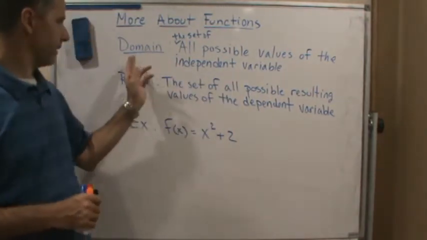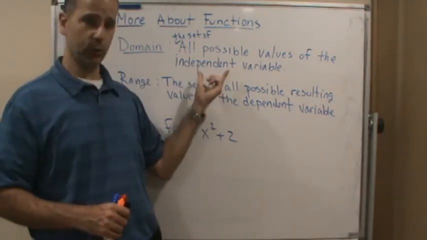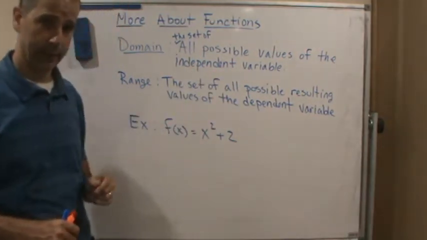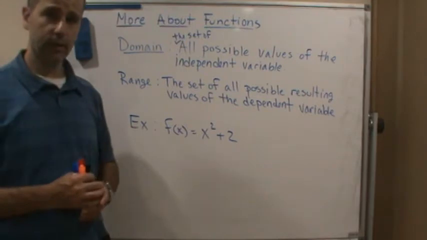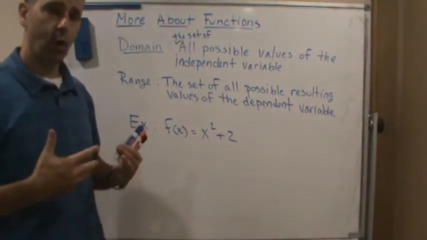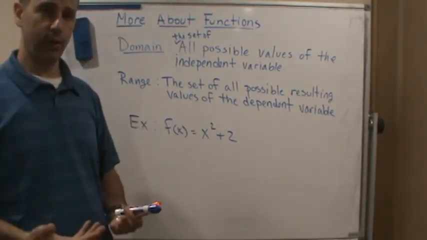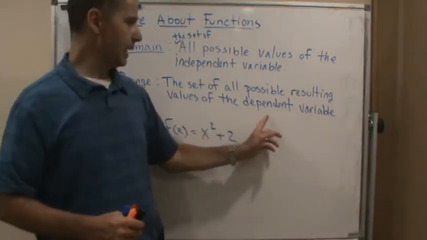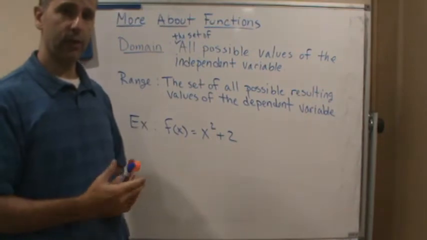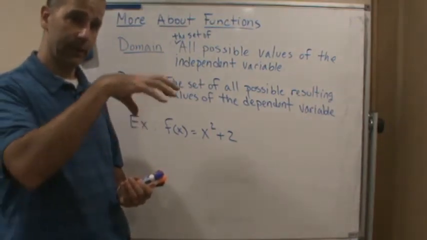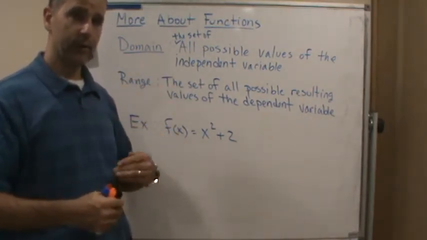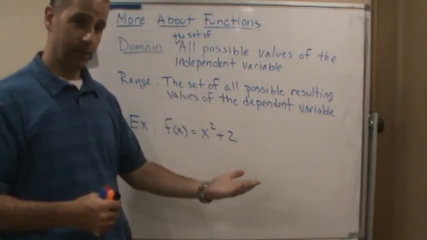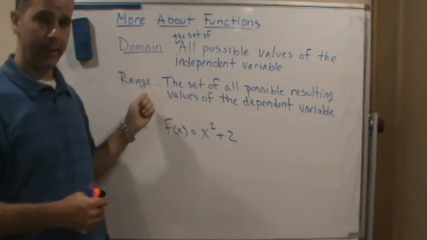Now the range is the set of all values, oh, by the way, of the independent variable. So domain is the possible values that go into the function, which is the values of the independent variable. I forgot to mention that. Range, on the other hand, is the set of all possible resulting values that come out of the function that are values of the dependent variable. So remember, values that go into the function are values of the independent variable. Values that come out of the function are values of the dependent variable. So that's what we mean by domain and range.